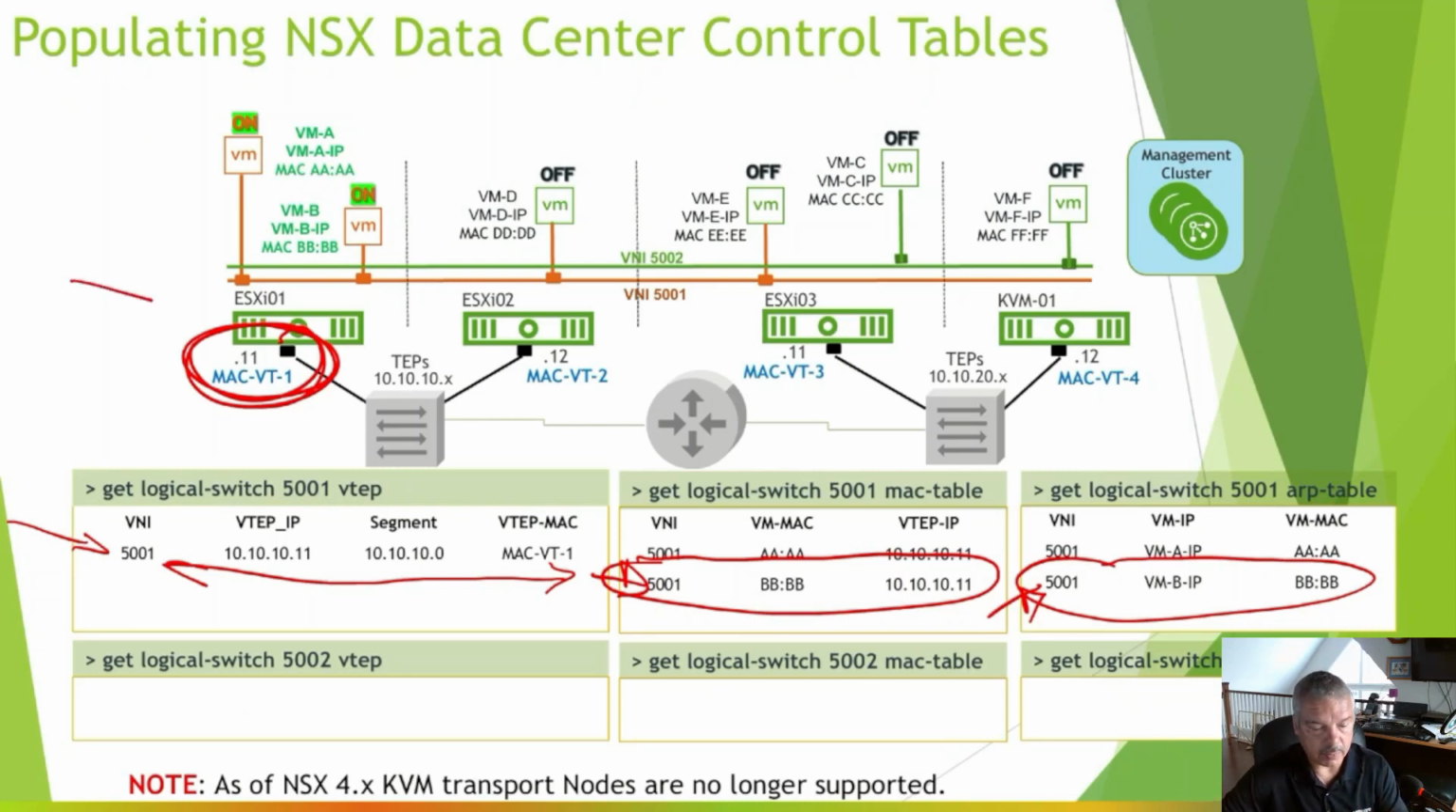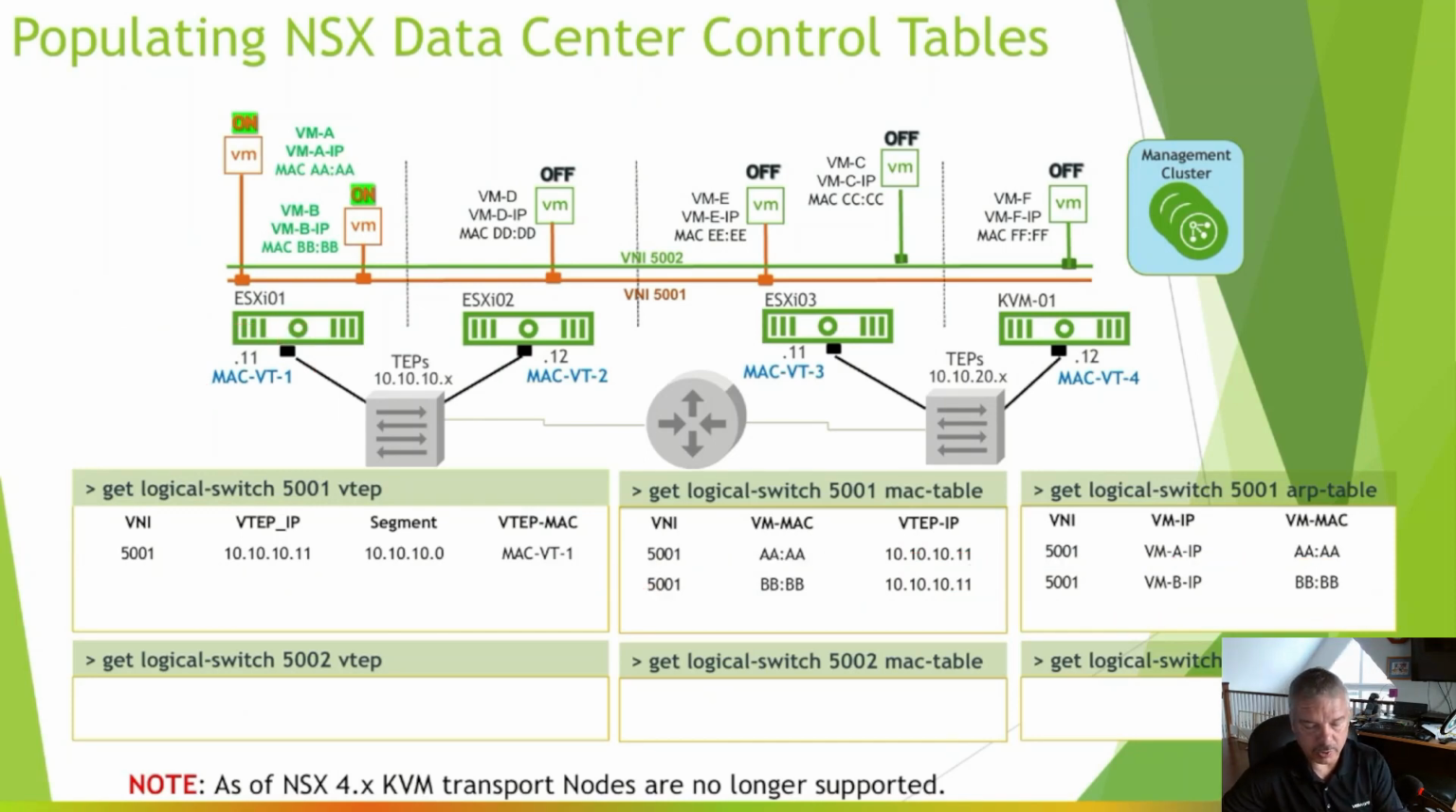Now, if this transport node had multi-TEPs, and we talked about that in preparing the hosts, right? If it did have two TEPs, it's quite possible we may see a second entry here. It's not a guarantee, but in my example here, we probably would. Okay? Great. So this is what we should expect to see.